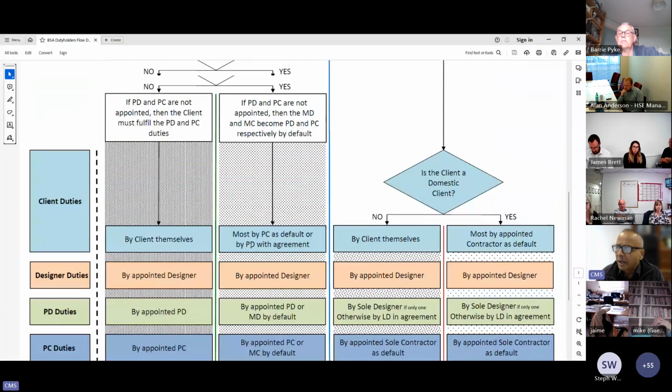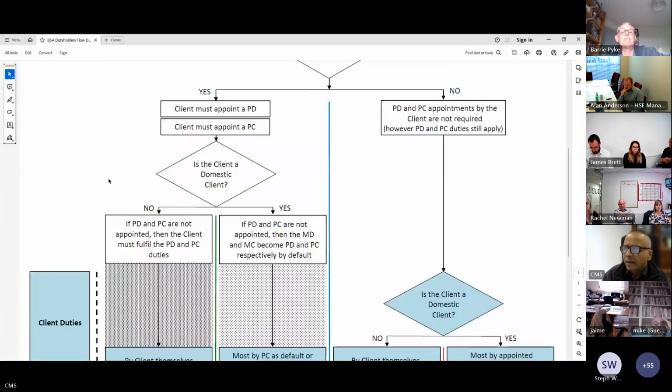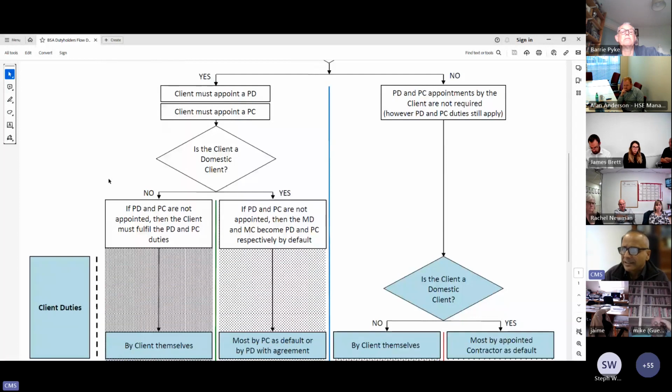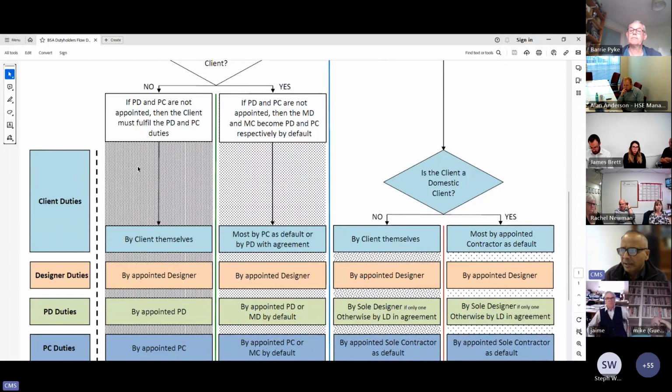And now the last scenario, let's go back to our question. Is the client a domestic client? Let's say no. So now we're talking the column, which is to the left of the green line in the middle. If PD and PC are not appointed by the client, then the client must fulfill the PD and PC duties.